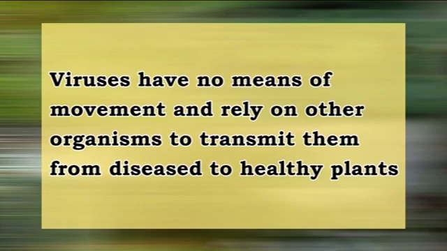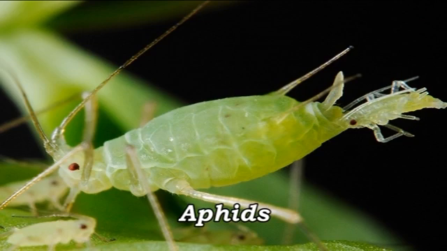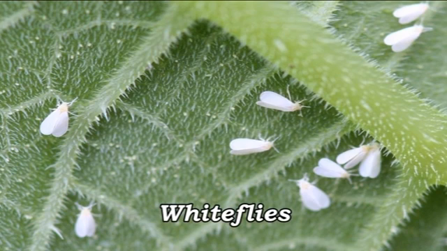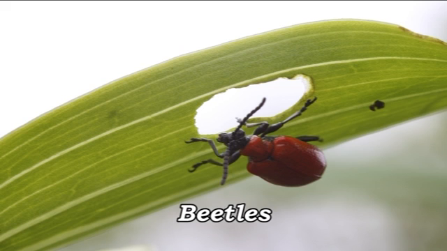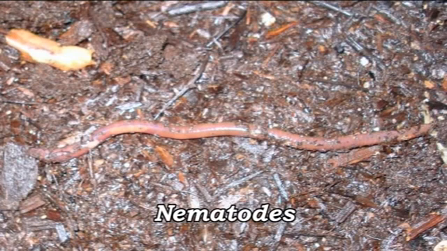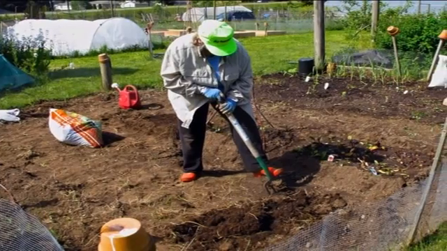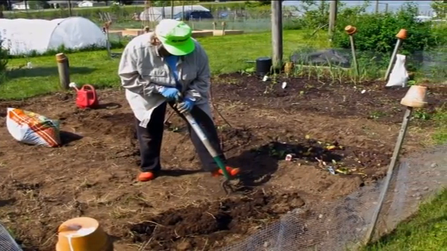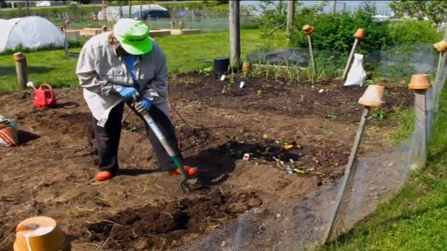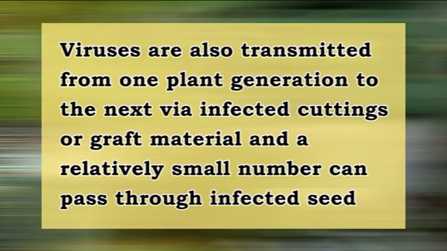Viruses have no means of movement and rely on other organisms to transmit them from diseased to healthy plants. These are often sap-sucking insects such as aphids, thrips, whiteflies, or by leaf-feeding beetles or plant-feeding mites. Soil-inhabiting nematodes and fungal pathogens can also transmit viruses. Some viruses are also very contagious and can be transmitted on pruning knives or gardener's hands. Viruses are also transmitted from one plant generation to the next via infected cuttings or graft material, and a relatively small number can pass through infected seed.